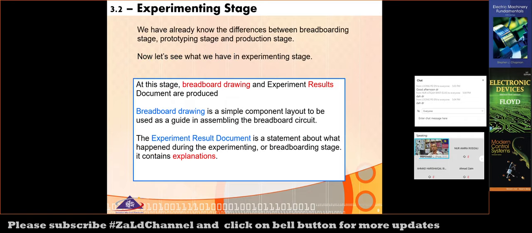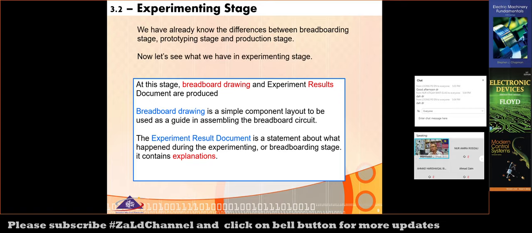So now we move on to the experimenting stage. Another word for experimenting stage is breadboarding stage. So we already know the differences between some of the stages involved, which is breadboarding, prototyping, and production stage. Now we move on to the experimenting stage. So in the experimenting stage, what sort of things should we consider?